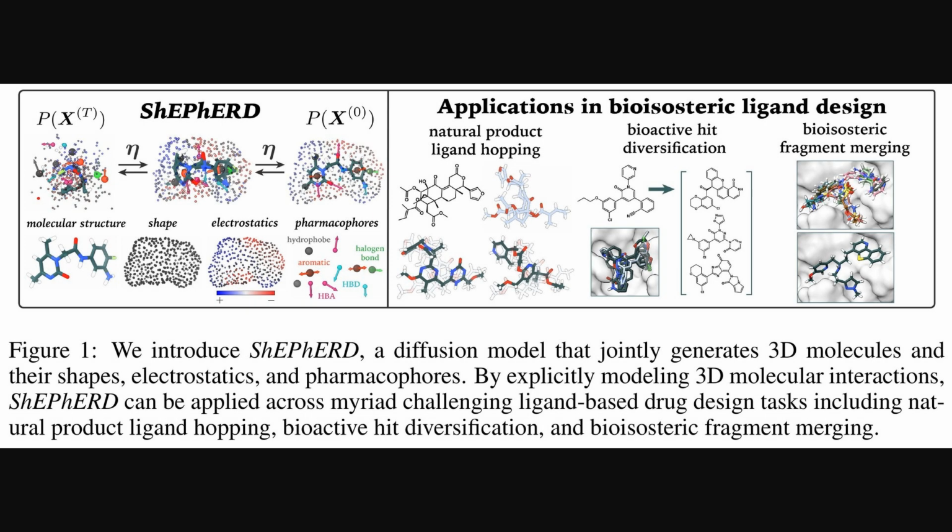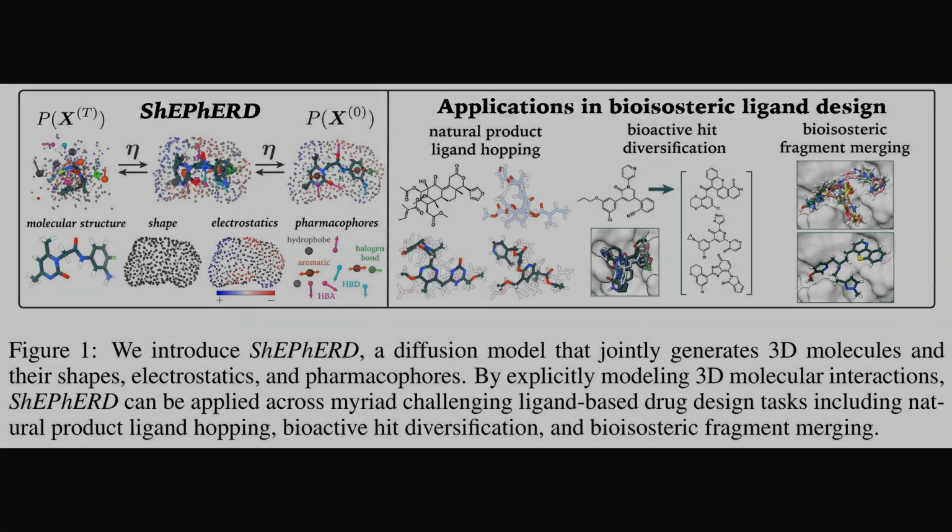Alright, so this first visual really lays out the core idea. On the left, you see how ShEPhERD works. It simultaneously generates the 3D molecule structure along with its shape, its electrostatic properties, and key interaction points called pharmacophores, refining them from noise. Then, on the right, it shows potential uses, like finding small mimics for complex natural products, diversifying known hits, or even merging molecular fragments together.